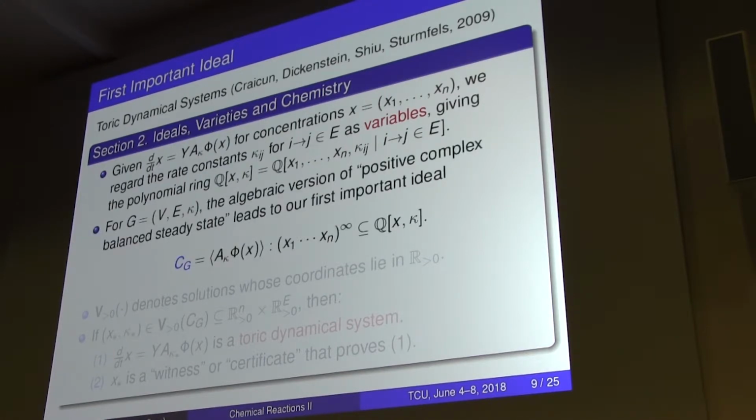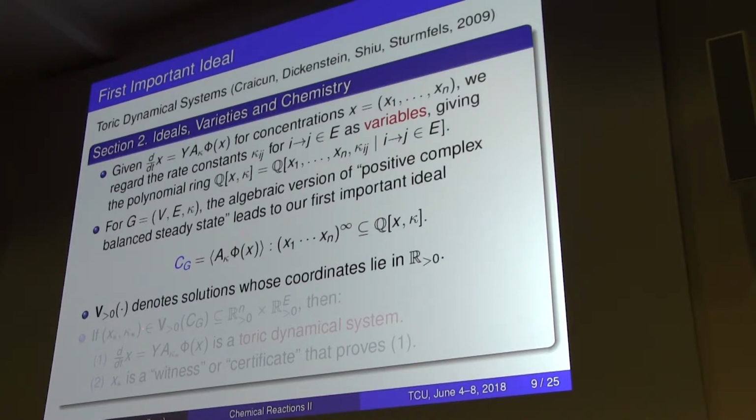And then for our directed graph, the idea is, what do we want for our positive complex balanced steady state solutions? Setting that equal to 0 is going to say that we're complex balanced. And like I say, I can't say positive, I can say non-zero. That's how you say non-zero in the ideal way. And so basically I take this ideal, take its saturation with respect to this product. And so that's our first ideal.